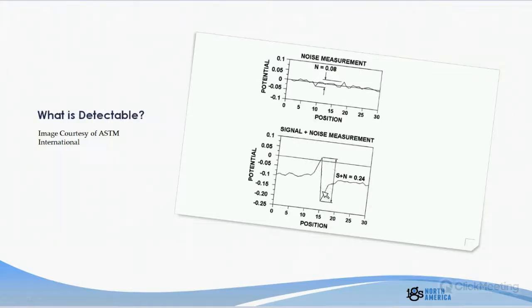So what is detectable? What do we mean by that? Well, for soil-covered surveys, the ASTM came up with something called a signal plus noise to noise measurement. This graph up here is if you don't have a leak in the area and you're just walking across in a straight line, you're going to have some variability in the voltage there. And then when you plug in the leak, you're going to see that sine wave pattern. They want you to measure the distance between the peaks, and they call this magnitude from peak to peak the signal plus noise, and they call the magnitude of the noise just plain noise.